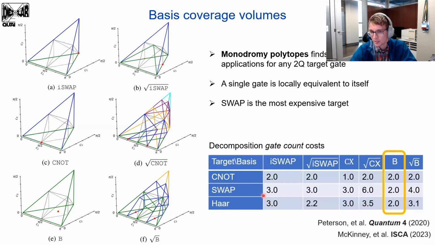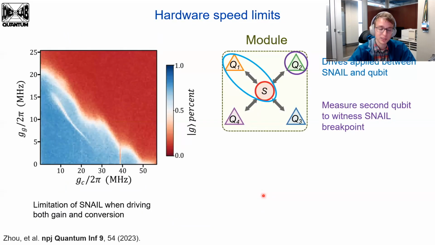However, we know that's not the end of the story, because these different parametrizations of the Hamiltonian, the different ratios between conversion and gain, will drive the system differently. And so we need to understand, although the B gate only needs two applications, if it's a much slower gate, it might not be as useful as, say, a C naught or an I swap. So the second part of the story is relating back to hardware speed limits.